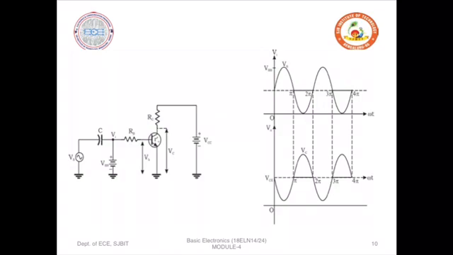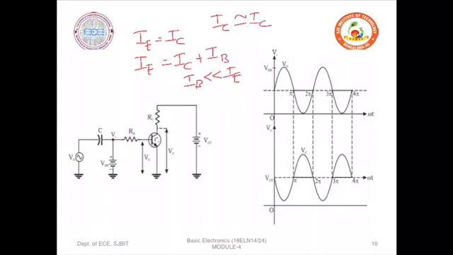Now let us analyze the amplification process of the BJT. Already we discussed the current equations. IE can be written as IC plus IB, but since IB is very much less than IE, IE is almost equal to IC. This current equation of the BJT tells us that the current gain is very high.